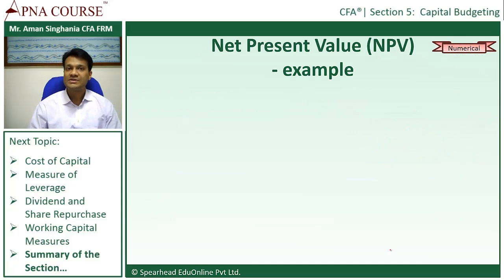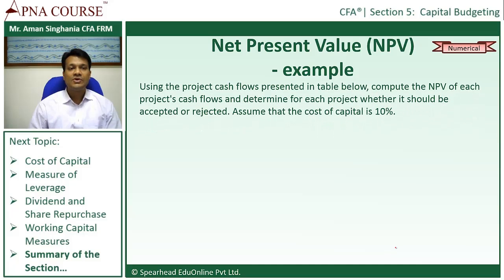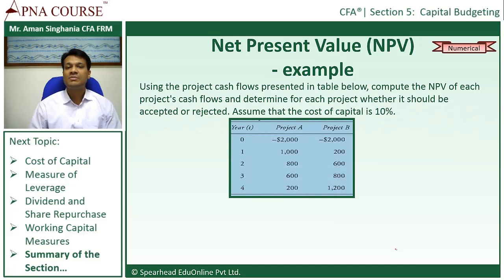Now let's take an example to understand NPV better. Using the project cash flows presented in the table below, compute the NPV of each project's cash flows and determine for each project whether it should be accepted or rejected. Assume that the cost of capital is 10%.